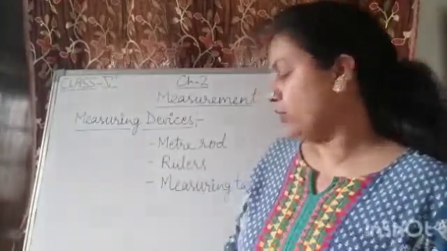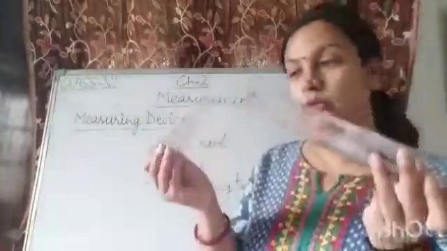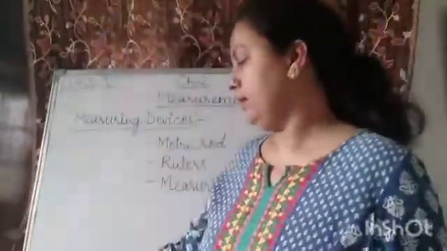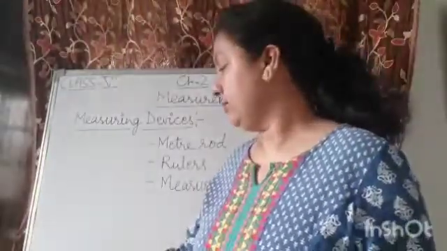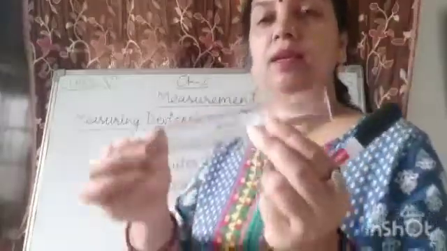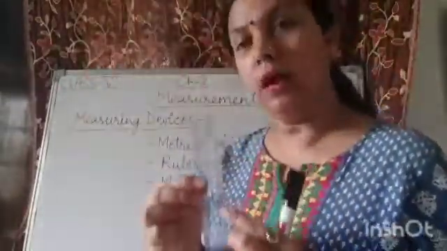There are two types of rulers which are commonly used. You might have seen both. This is a 15 centimeter ruler and this is a 30 centimeter ruler. These are used for our school work. These are marked with centimeter and millimeter on one side and in inches on the other side.